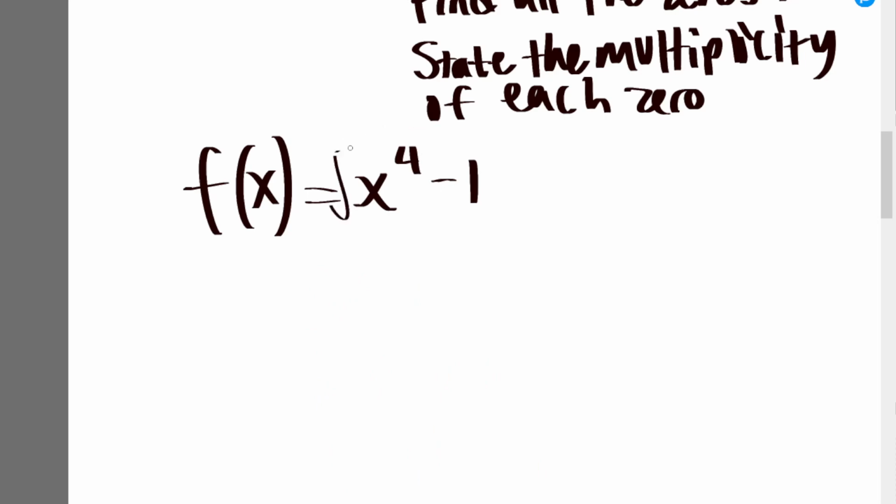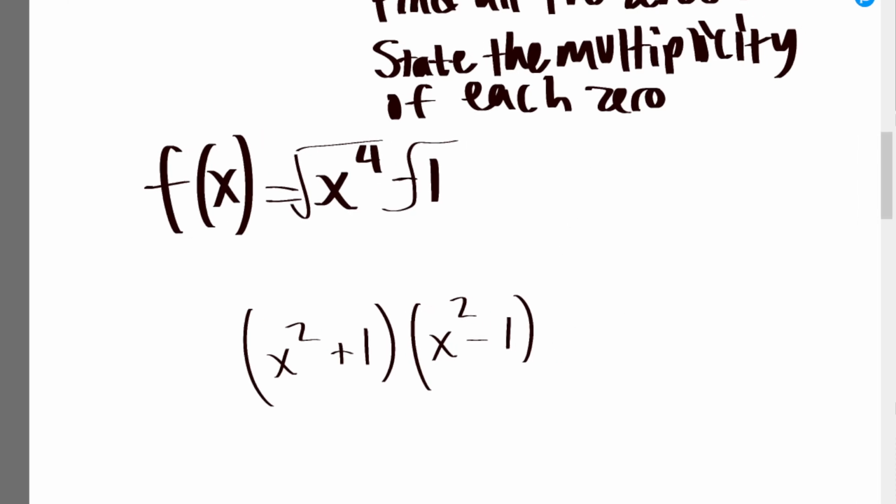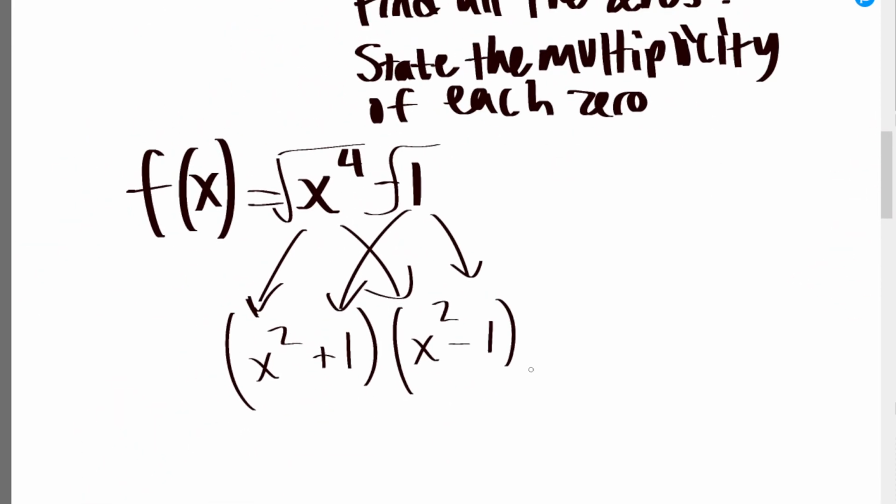So x to the fourth, square root of that is x squared. So we will have x squared, and then the square root of this, which is plus 1 or minus 1. And we are not including the negative inside our square root. It's just how we do the difference of squares. If you're confused on that, just let me know and I'll send you another video on this because I have one.